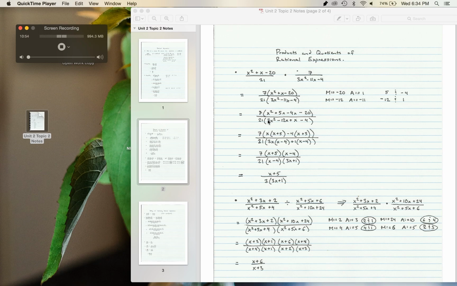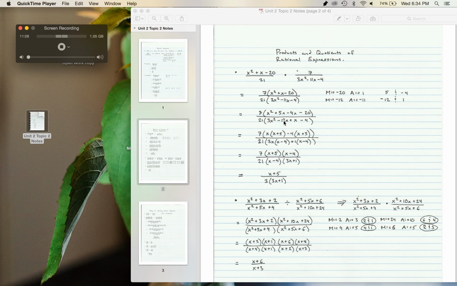Now I have two quadratics that are featuring 4 terms, so I can factor by grouping for each one. Let's start with the top. My first 2 terms in the group, x squared plus 5x, I can pull out the common factor of x and I'm left with x plus 5. In my second group, negative 4x minus 20, I have a common factor of negative 4. If I pull out the negative 4, I'm left with x plus 5. Okay, I'm going to carry down this 7 in the large parentheses outside as well.